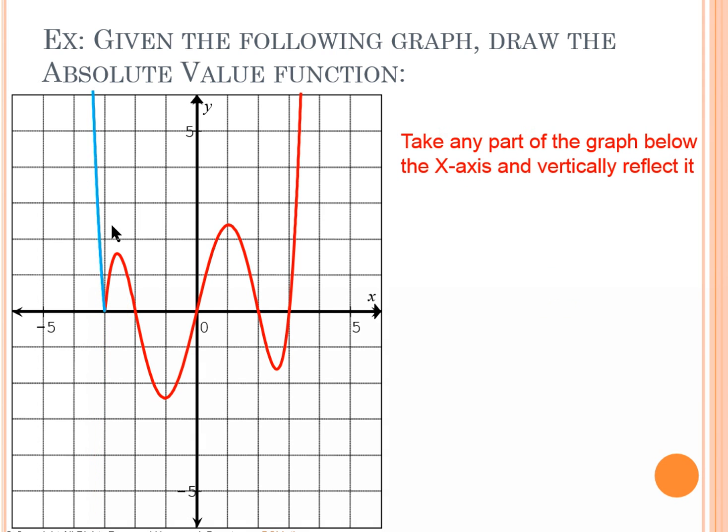Okay, so there's my first reflection, and next I'm going to reflect this part. So it should look something like that. There we go. And finally, I'm going to reflect this part as well. And there it is. This is what my graph will look like when I take the absolute value function, when I take its absolute value. All right, let's move on.